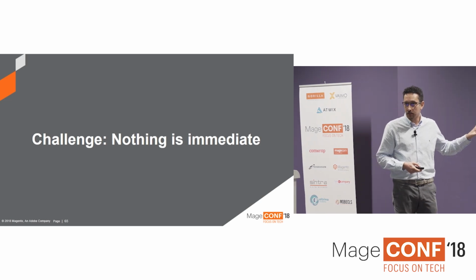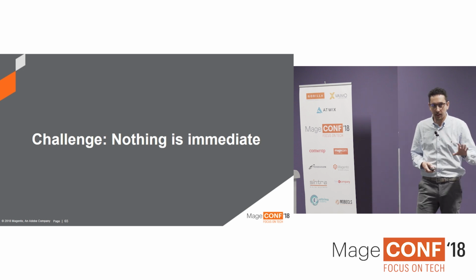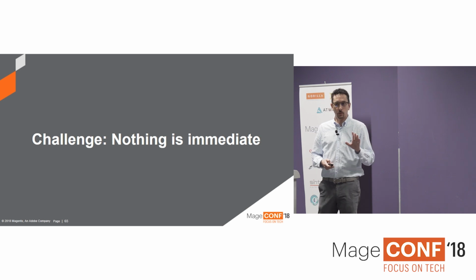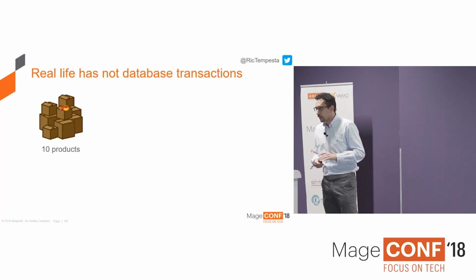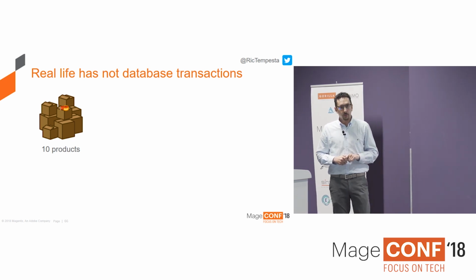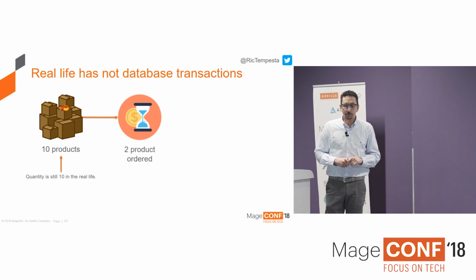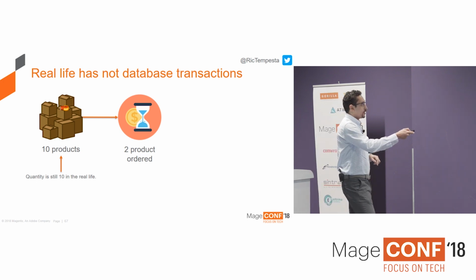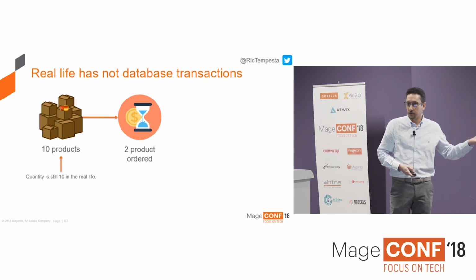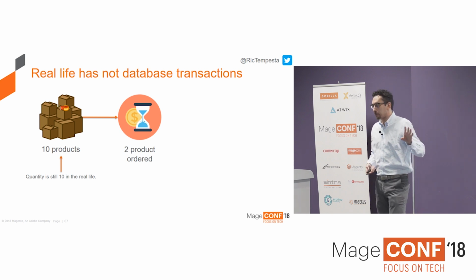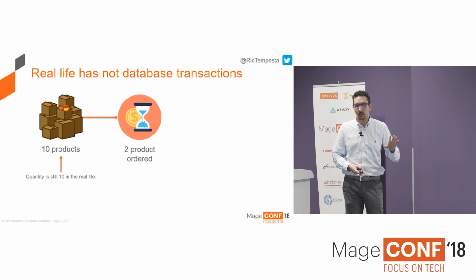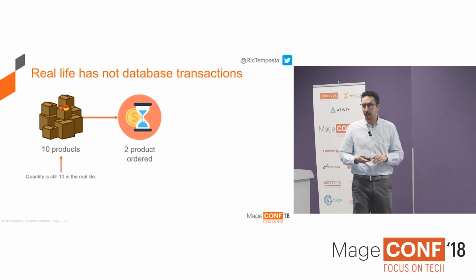Nothing is immediate in the real world. Operations take time. This is very important because I want to show you what will happen with quantities. Real life has no database transactions. When you have 10 products and you get one order for 2 products, in the previous Magento implementation, as soon as you had one order, you decreased the quantity. But this is not correct, because in your stock you still have 10 products, since you didn't ship them yet, but you cannot sell 2 of them.